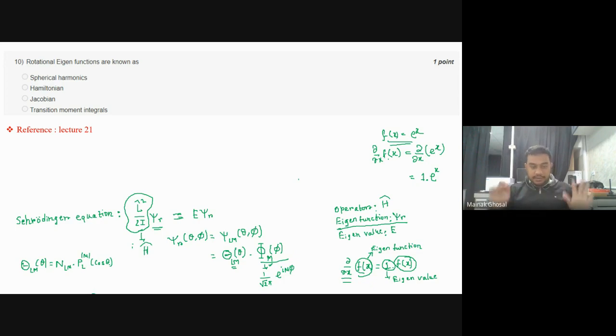This is the functional form of theta. What is the significance? Suppose I need to know the value of theta for my level where L equals 1, M equals 0. You just put the value of P here and calculate this normalization constant. This N of L M is a normalization constant.